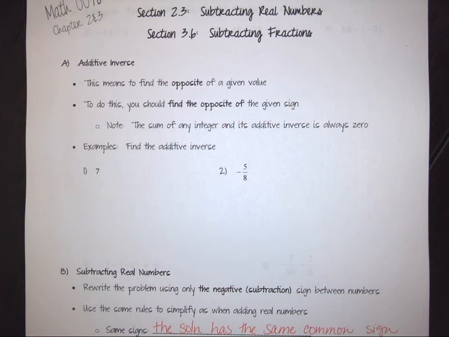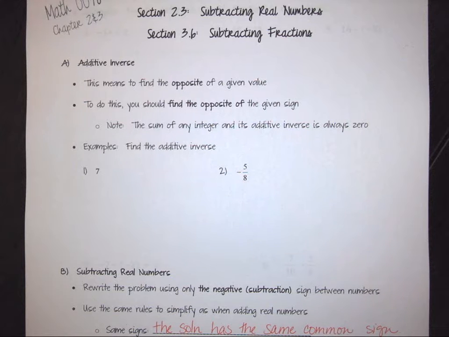Okay, the way I like to think about that is if I have one apple in my basket and I give one apple away, then I have 0 apples left. So I started with 1. My opposite would be giving 1 away, or minus 1. And if I combine those together, 1 plus negative 1 gives me 0. Okay, so that's an additive inverse.